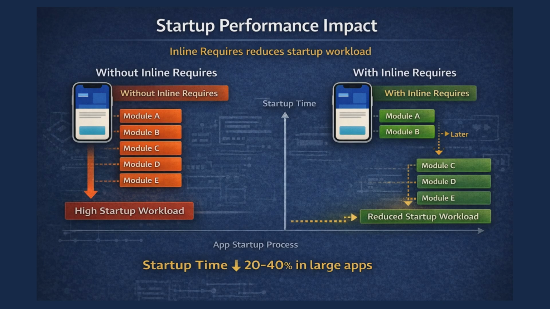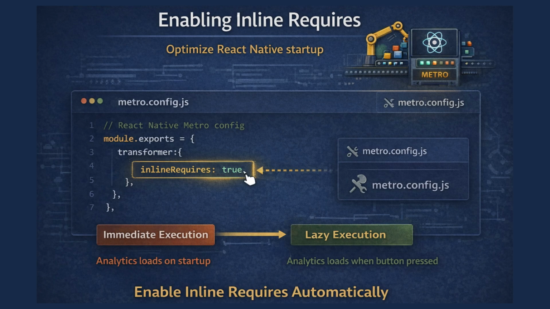In large React Native apps, startup may initialize hundreds of modules. By enabling inline requires, many of these modules load later instead of immediately, which reduces startup JS execution, initialization cost, and memory pressure. Large production apps have seen improvements like startup time reduced by around 20 to 40%, especially on low-end Android devices. Enabling inline requires is extremely simple.